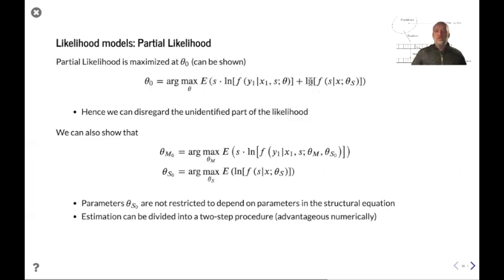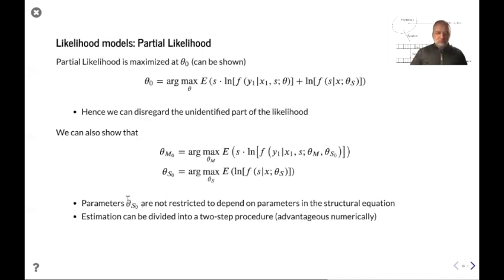So what is the difference? The issue is that we really do not have this density for s equal to 0. We only have it when s is equal to 1, and that's essentially sufficient. So we can work with this partial likelihood instead. We can completely disregard the unidentified part of the likelihood. And we can also show that these two sets of parameters can be identified by estimating these two equations separately.